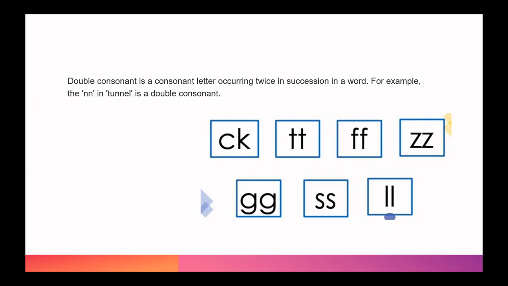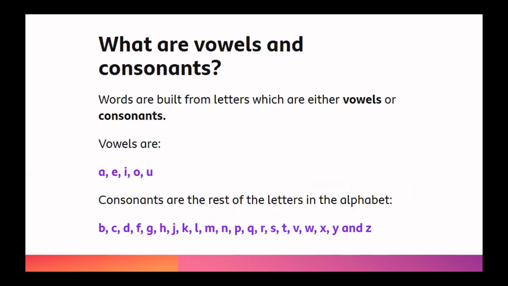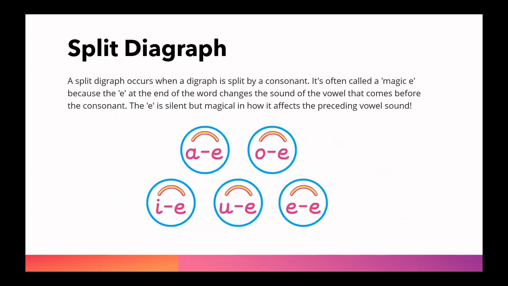So double consonants, they are consonant letters that occur twice in succession in a word. For instance, for tall, you have the double l as that. For buzz, you have the double z. Again, those are the double Z's. They are double consonants at the end of a word. Of course, we've talked about what are vowels and consonants, so I'm not going to repeat that. We all know what that is by now.